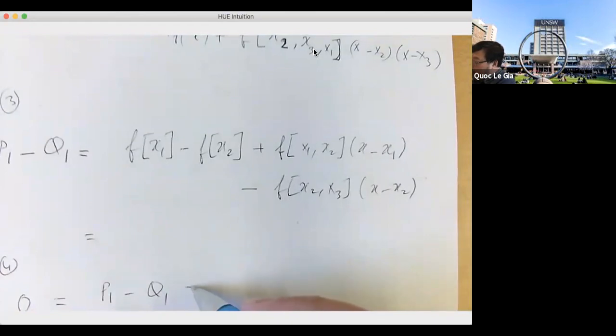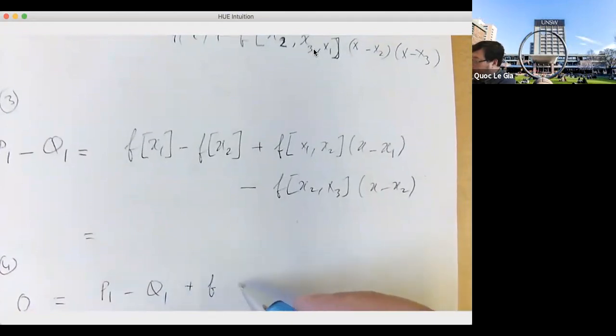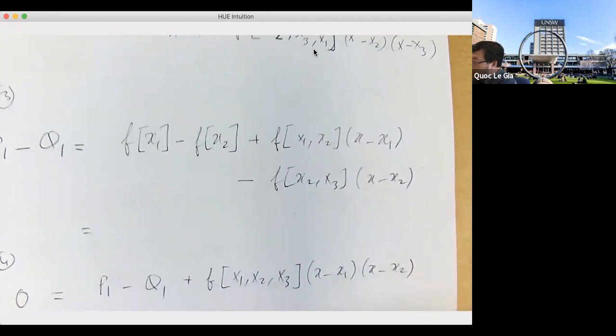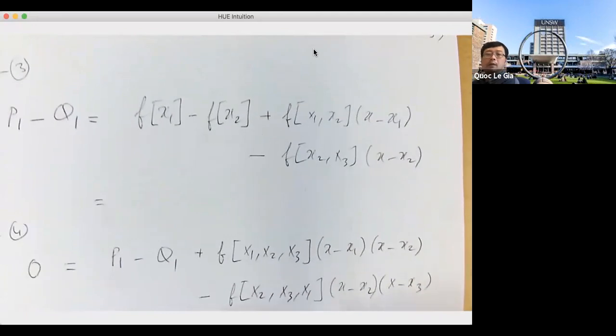And you have to do the algebra correctly. So you got x1, x2, x3, x minus x1, x minus x2, minus x2, x3, x1, x minus x2, x minus x3. Okay.